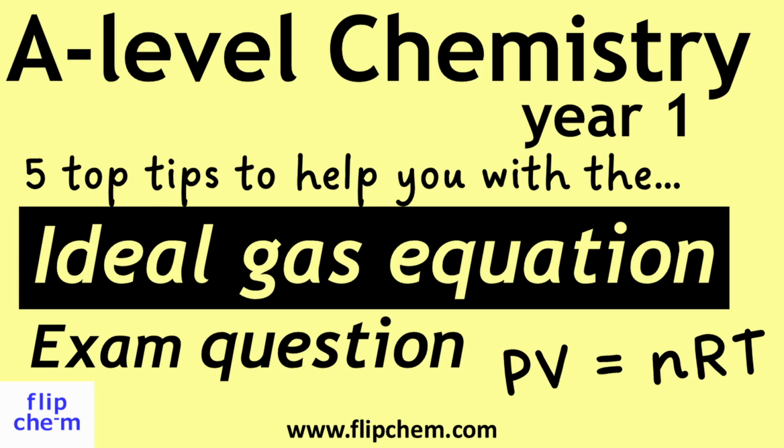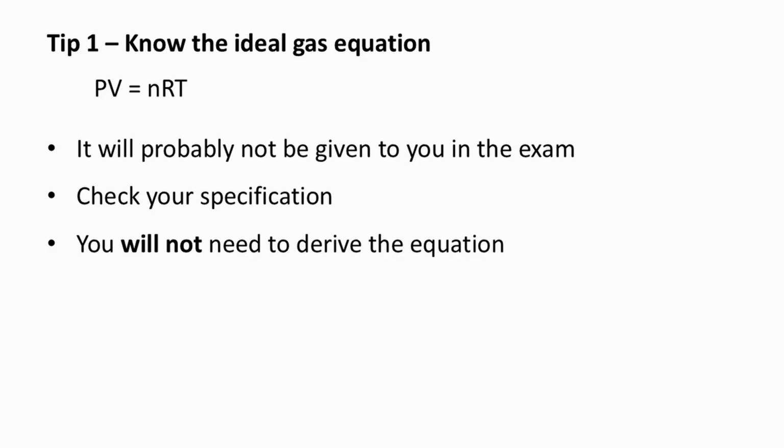Let's get started. Tip number 1, you have to know the ideal gas equation. PV is equal to nRT. It will probably not be given to you in the exam. This is certainly the case for OCR and AQA specifications, but check your specification. You will not need to derive the equation for A-level chemistry exams.